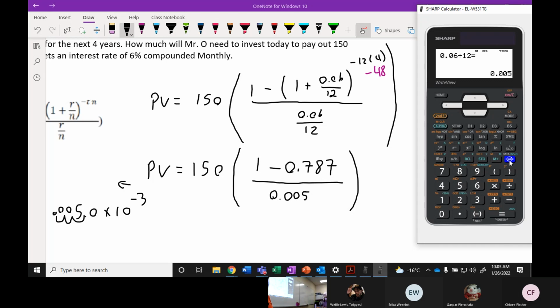Okay, when I do 1 plus 0.06 divided by 12, I get 1.005. Yeah, that's right. Then you put it to the power. I go plus 1 here, and then to the power of negative 48. 1.005 to the power of negative 48 equals 0.7870. So I write that down here.